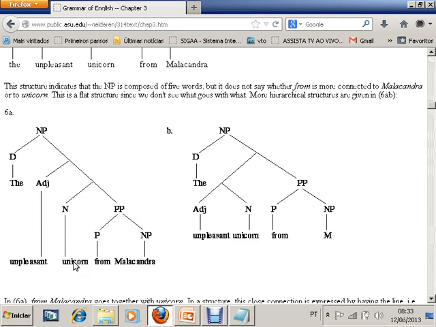Now, when I take unicorn inside the phrase, unicorn from Alejandra, it's a noun. And it goes up to help form another noun phrase given by the adjective unpleasant that is orbiting around unicorn. It's an adjective that will restrict the meaning of unicorn into a noun phrase. And it's still a noun phrase when I insert the determiner the.